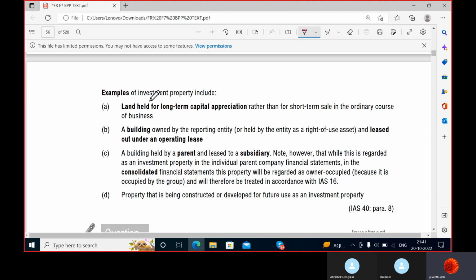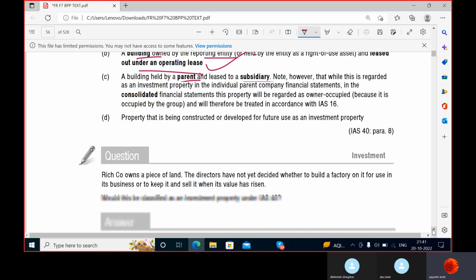Some examples of investment property are land held for long-term capital appreciation, and a building owned by a reporting entity and leased out under an operating lease. That means you have a building which you have leased out to someone under this lease. Another is a building held by a parent and leased to a subsidiary. All these are investment properties.